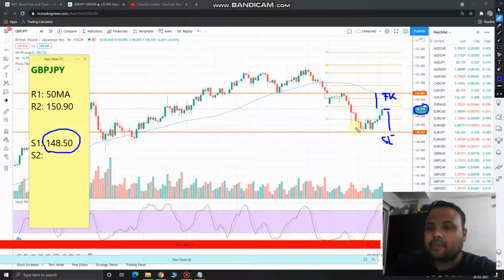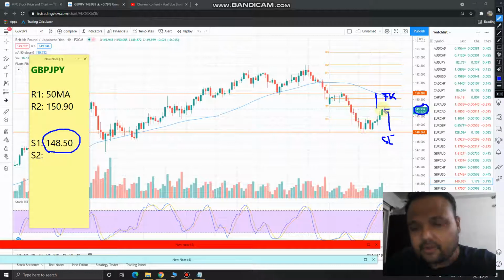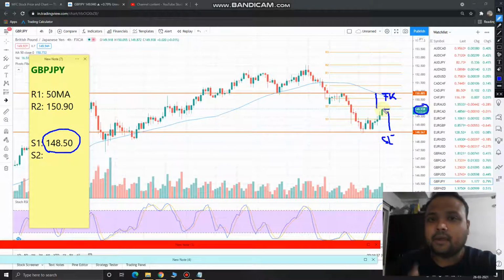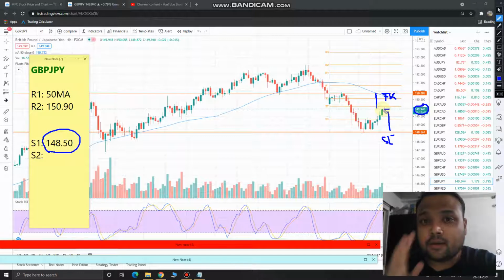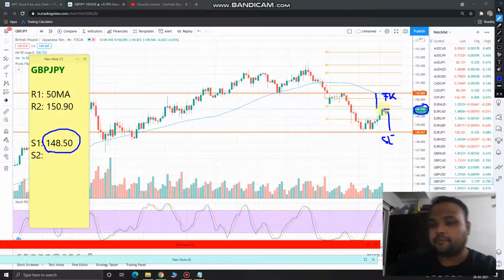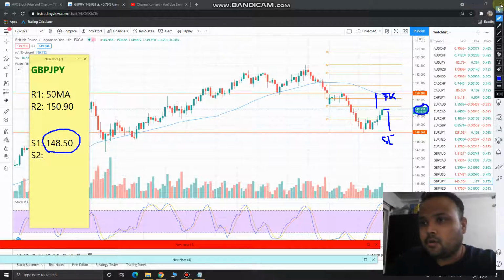So I'm not saying this is not a trend reversal. Even if it is a trend reversal, your risk to reward ratio does not match, and being a trader, you should not compromise with the discipline. If you compromise with the discipline, in the long run, you will always be losing money. Therefore, what should we do then?